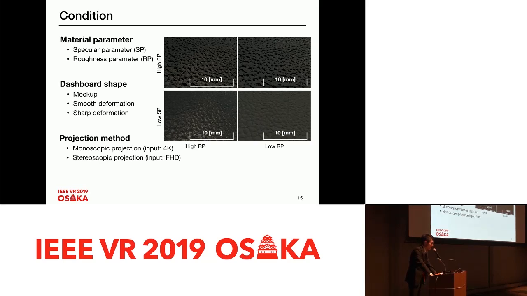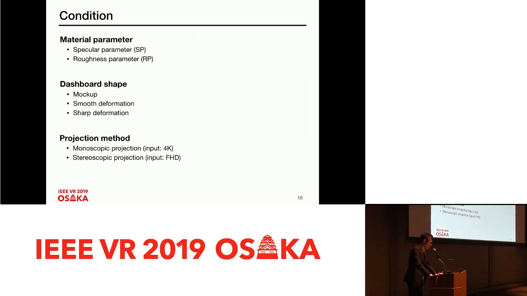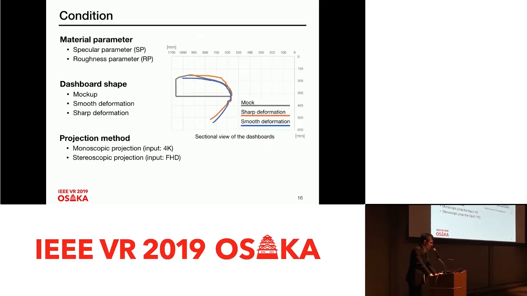The material parameters consist of 2 parameters, one of which is the specular parameter, SP, and the other the roughness parameter, RP, which we designed based on the unified surface specular model. They take either a high or low value. The picture shows how the material looks different with the different parameter values in computer graphics. We prepared 3 types of deformation for the experiment: mockup, sharp deformation, and smooth deformation, as you see in the figure.